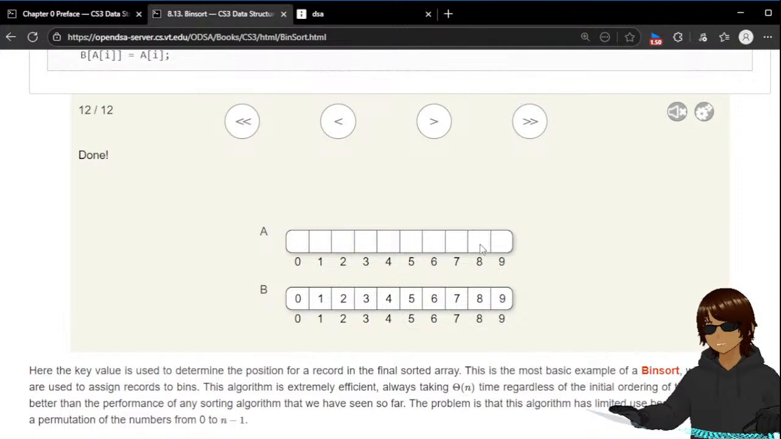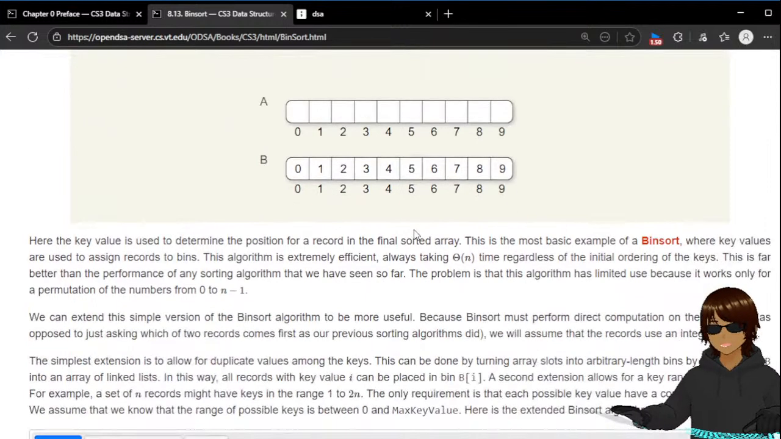But this only works if they're integers, right? Or if there's a numerical representation for them. Here is the key value used to determine position for a record in the finite sorted array. This is the most basic example of a bin sort where the key values are used to assign records to bins. This algorithm is extremely efficient, taking theta n time regardless of the initial ordering of the keys.